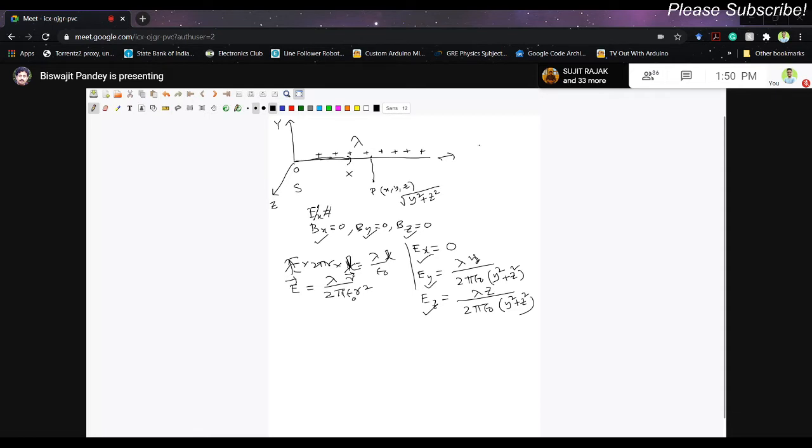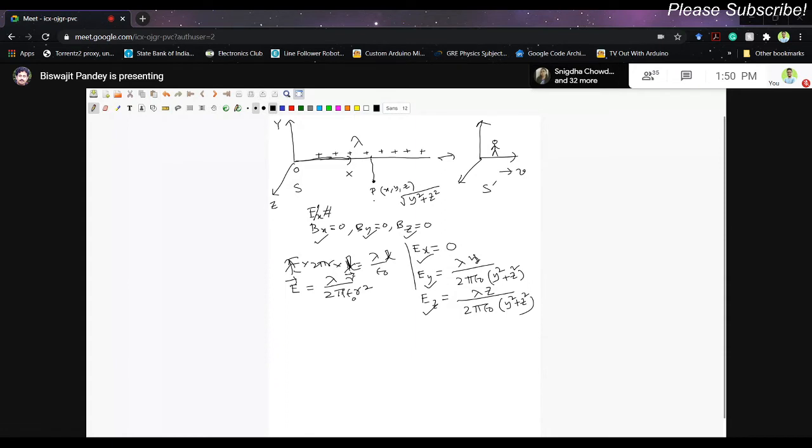So let us imagine a frame. This is the simplest one, where this prime frame is moving along the x-axis with velocity v. This is the simplest one, because you know the formula. Everything is ready to use. So if someone in this frame measures the electric field and magnetic field at point P, what will be the measured values?